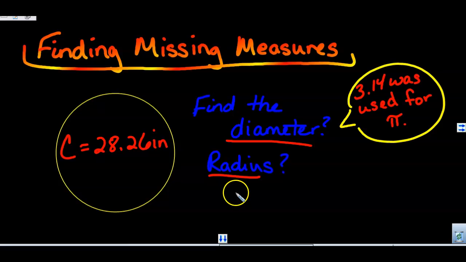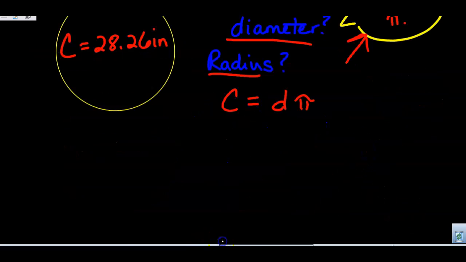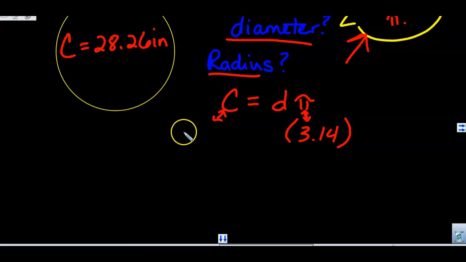So we know the circumference is equal to the diameter times pi, and here it tells us that we used 3.14 for pi, so we're going to just simply substitute what we know. We know pi is equal to 3.14. In this case, we know the circumference is equal to 28.26. What we don't know is the diameter. We have an equation we can solve for d.